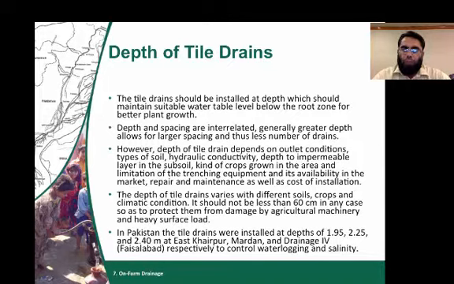Although depth varies with the soil, crop, and climatic condition, it should not be less than 60 centimeter in any case, in order to protect these drains from damage by farm machinery and heavy surface load. In Pakistan, tile drains were installed at a depth of 1.95 meter, 2.25 meter, and 2.4 meter. On average, you can say that at 2 meter depth to control waterlogging and salinity problem.